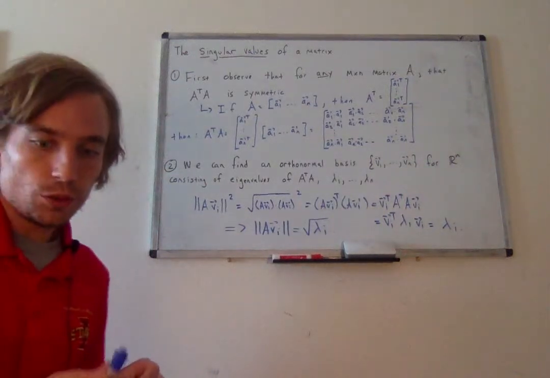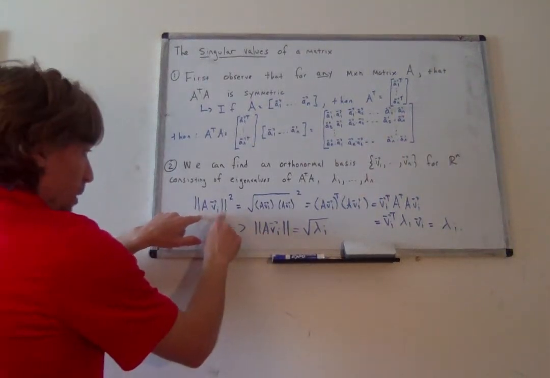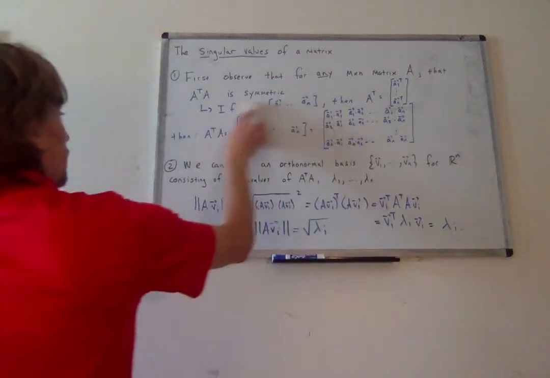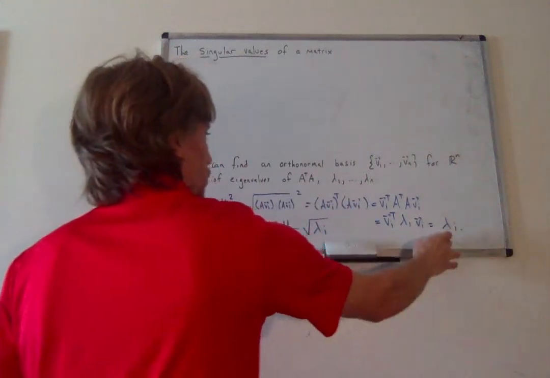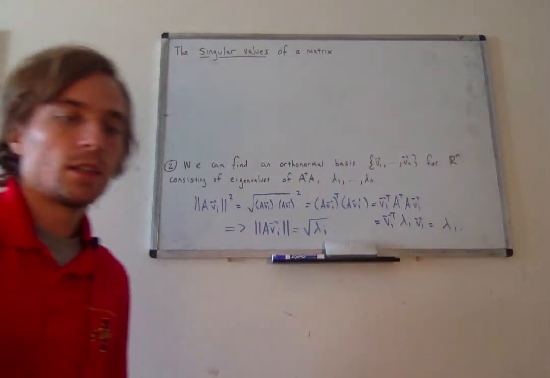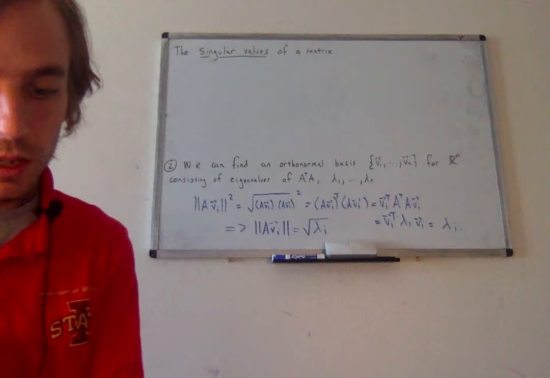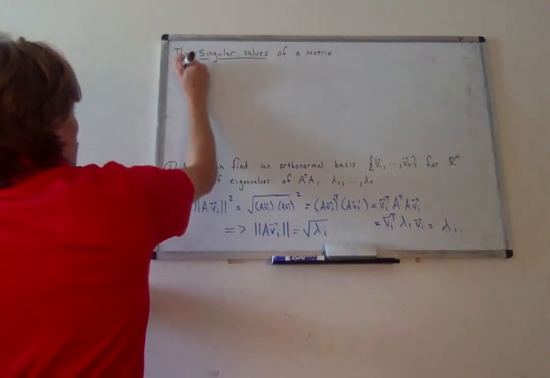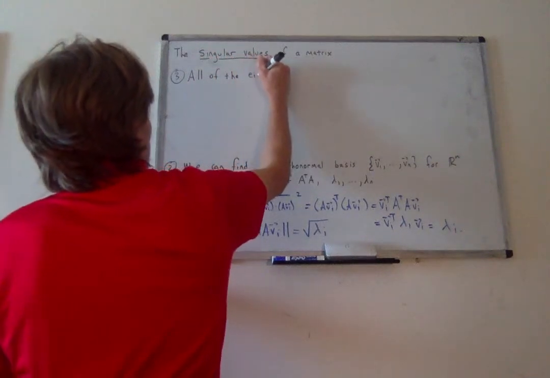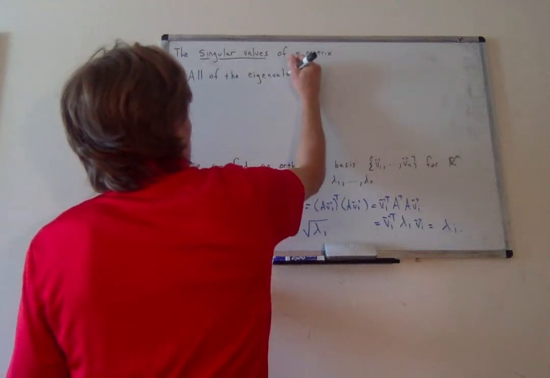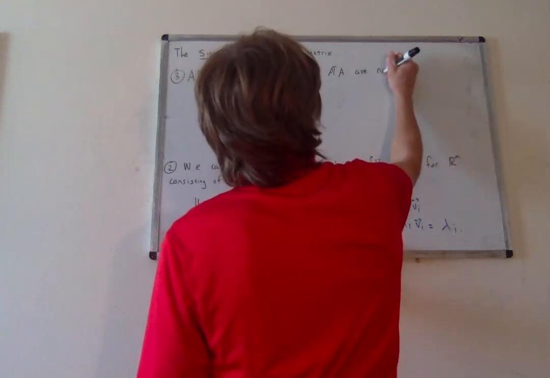And so this tells us a few things. First of all, the fact that the length of A times Vi, which is some number squared, is equal to lambda I, tells us that lambda I must be positive. And since this was just an arbitrary eigenvalue of A transpose A, this tells us that, in fact, all of the eigenvalues of A transpose A must be positive. Or actually not positive, but non-negative. So all of the eigenvalues of A transpose A are non-negative.